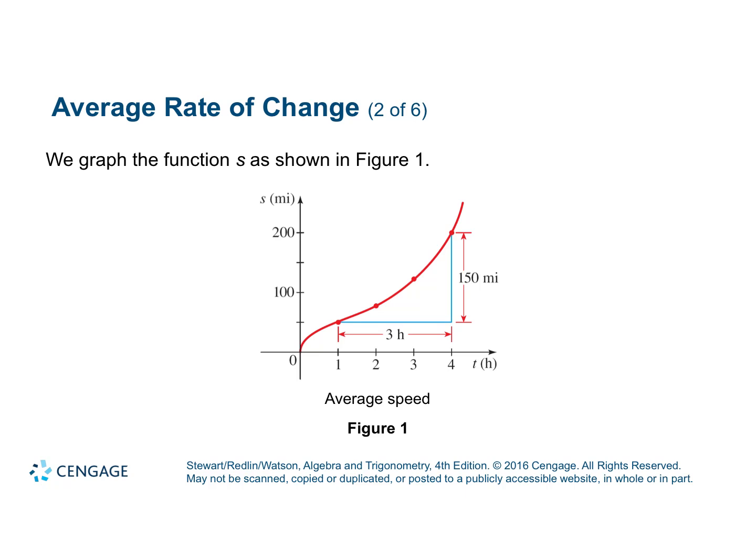Alright, good morning. Today we're going over 2.4, which is the average rate of change. We graphed the function s as shown in the figure, and they want us to find the average. We have the average speed on the x, and then the miles on the y. So this is your x axis, and this is your y axis.